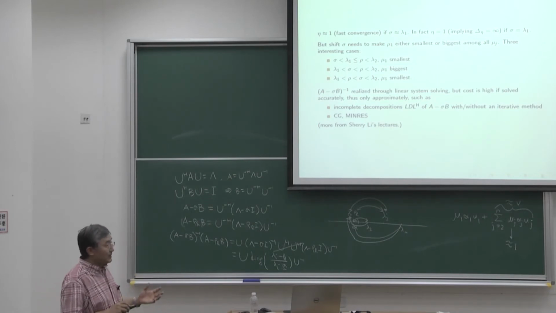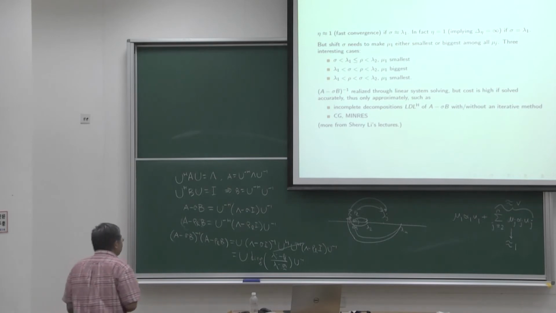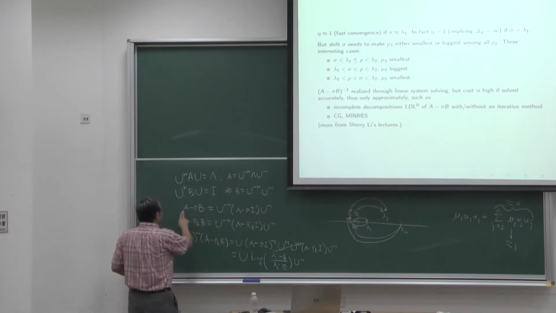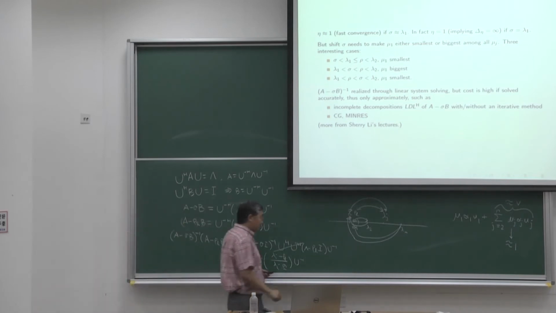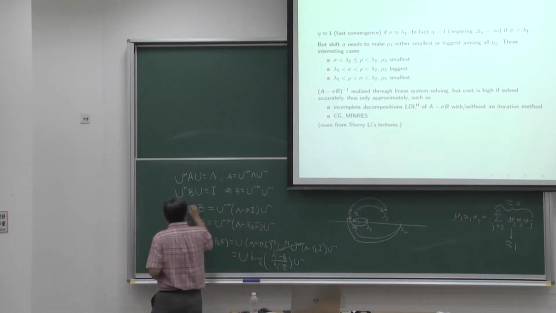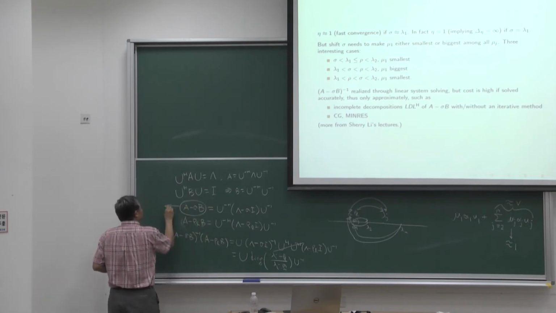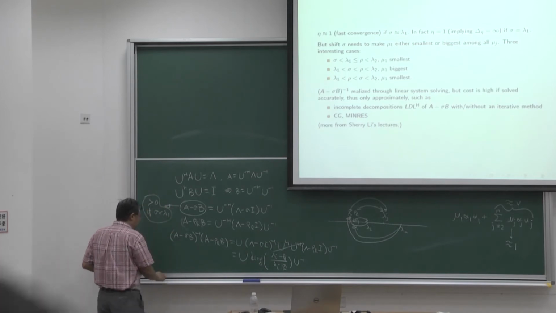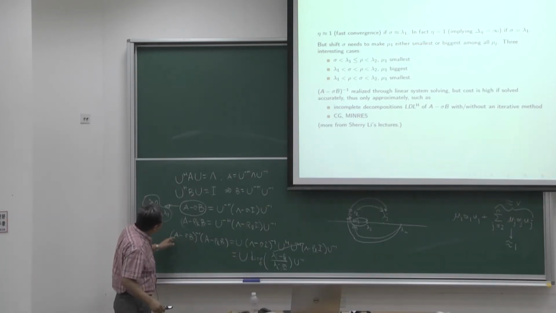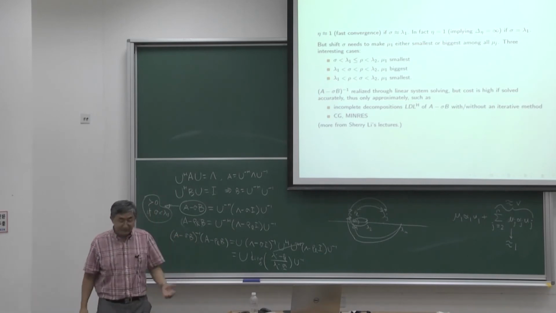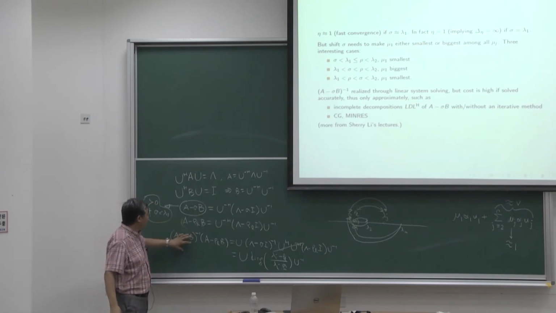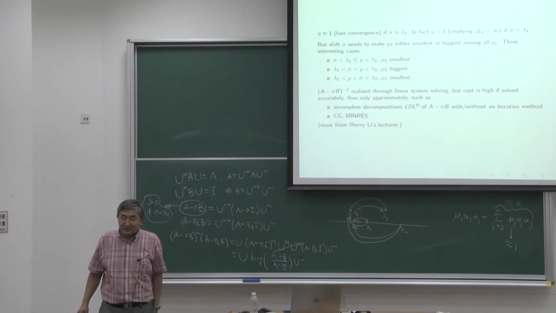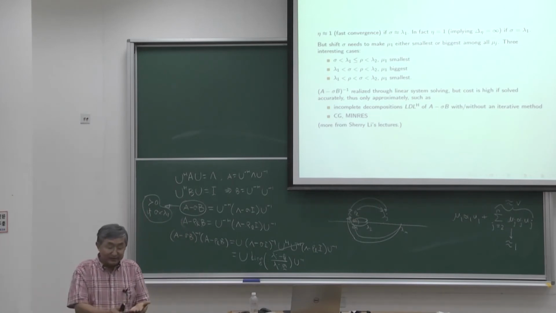The reason is that if sigma is less than number 1, this matrix will be positive definite. And why is that important? That's important because there's an inverse right here. If A minus sigma B is positive definite, and we have to solve a linear system, that's the case where a linear system is easy to solve.